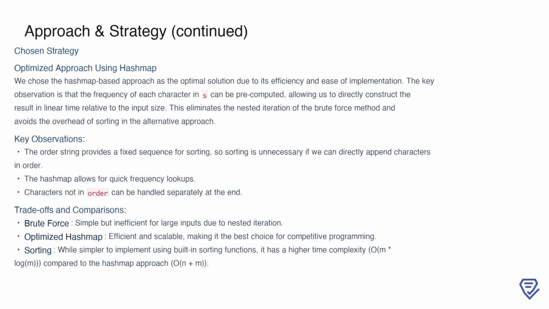Using a hash map for frequency lookups ensures quick access and reduces the overall time complexity to O(n + m). As a result, this approach balances efficiency and ease of implementation, making it ideal for both competitive programming and real-world applications. While the brute force method is simpler conceptually, it doesn't scale well to larger inputs. Similarly, the sorting-based approach, though intuitive, is less efficient due to its higher time complexity.